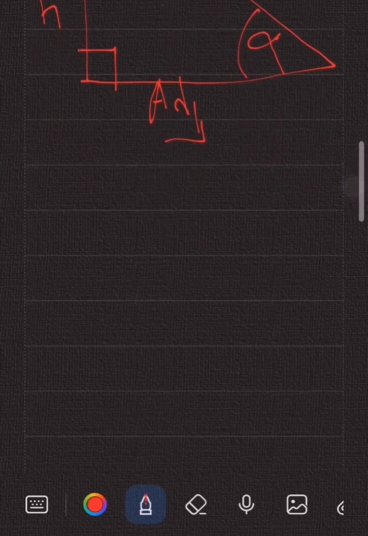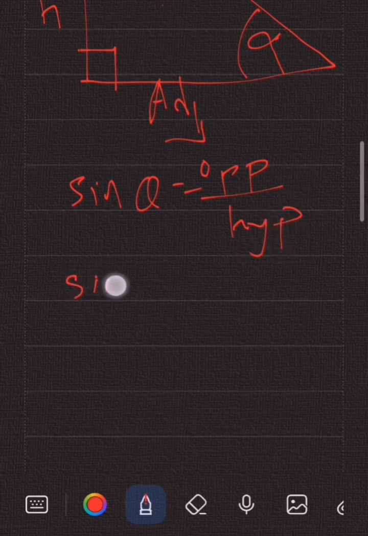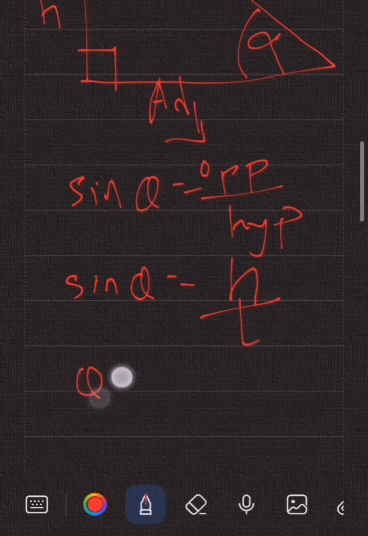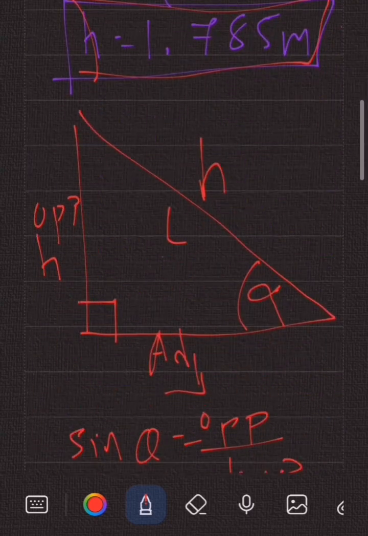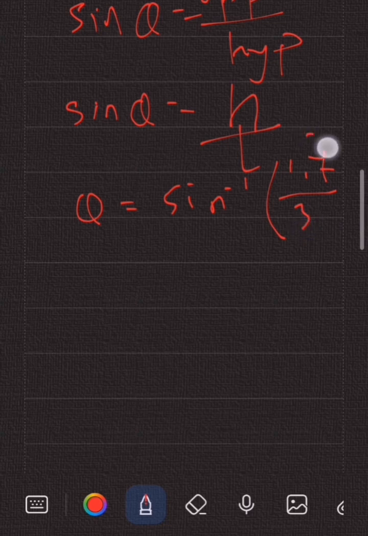So we can use sine theta is equal to opposite over hypotenuse, where sine theta is equal to, the opposite is the capital letter H, the hypotenuse is the L, the length of the incline. So we're going to say theta is equal to sine inverse of the height that we found, 1.7, over the length, which I've forgotten is 3. So just plug in there.